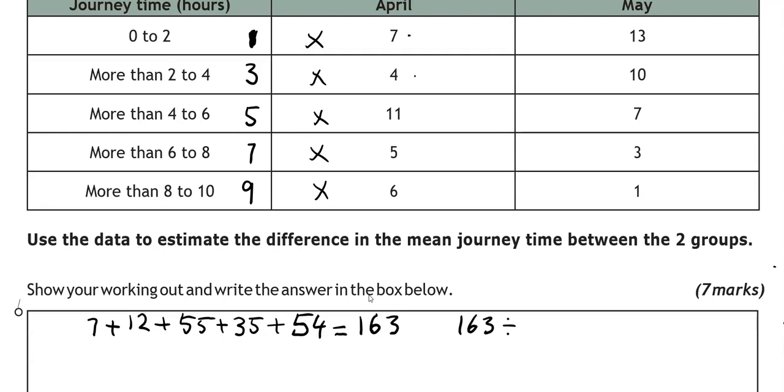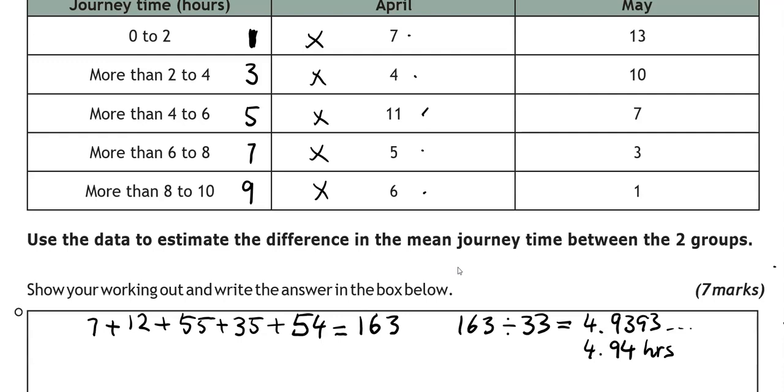So we got 7, add 4, add 11, add 5, add 6. And that's 33. So that equals 4.9393 and so on. So we're going to round it to 4.94 hours. We're going to repeat the process for May.